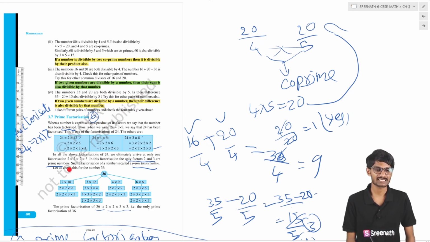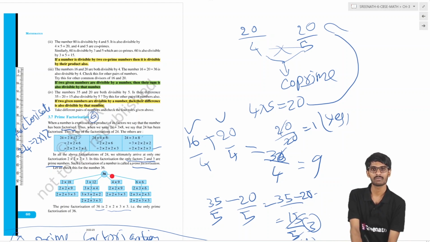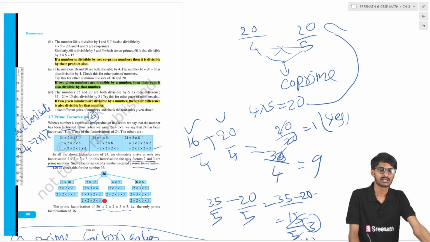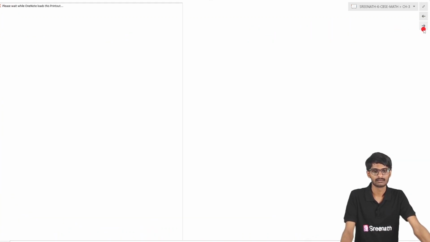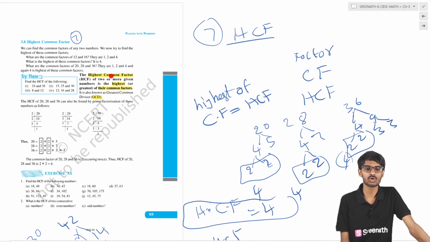Next is prime factorization. We can write any number as a product of its factors, which we call factorization. If you keep extending the factorization, finally you will arrive at prime numbers. We call it prime factorization. Next is the highest common factor. We know common factors, and the highest of the common factors is the HCF, the highest common factor.